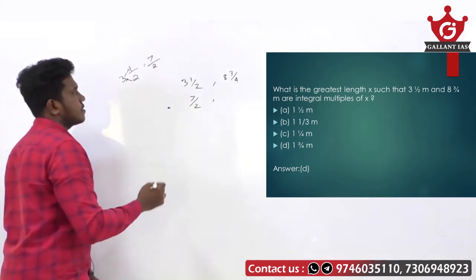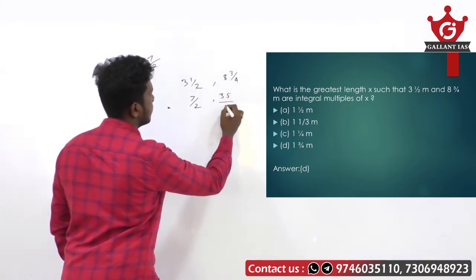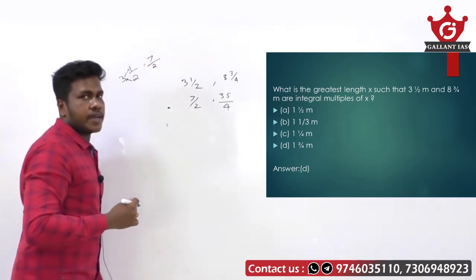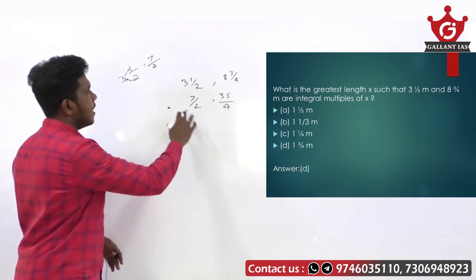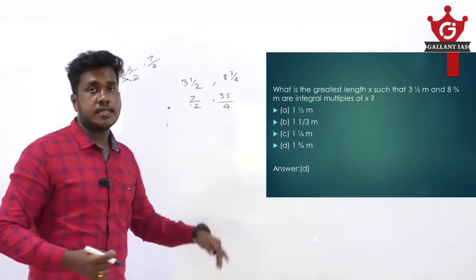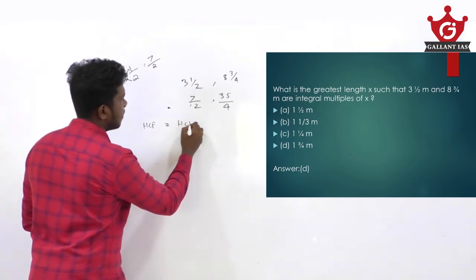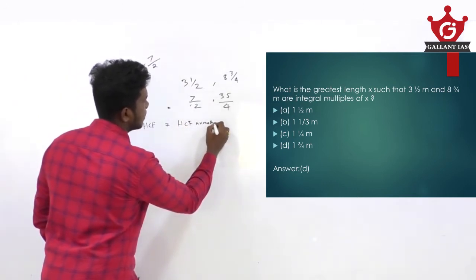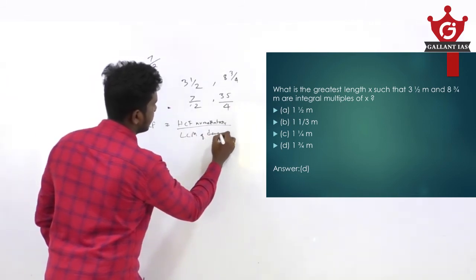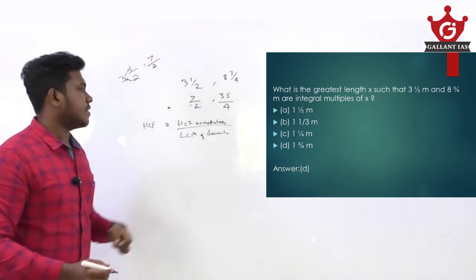And 8 and 3 by 4. 32, 32 plus 3, 35. 35 by 4. Okay, so you got two fractions, 7 by 2 and 35 by 4. Now our aim is to find the HCF of these two fractions. So I think you all know how to find the HCF of these two fractions, right? HCF of a fraction is nothing but HCF of numerators divided by LCM of denominators. This is how we need to find HCF. Okay, HCF of numerator by LCM of denominator.